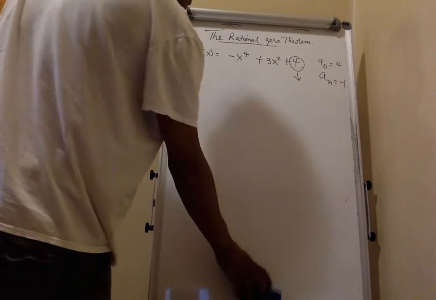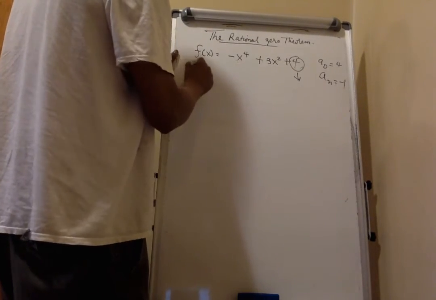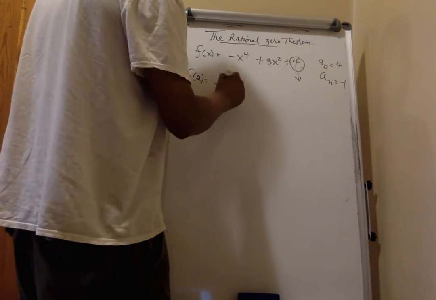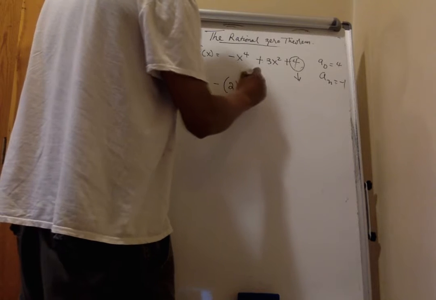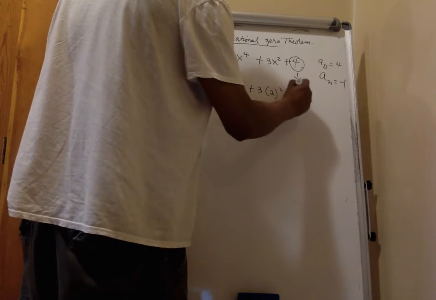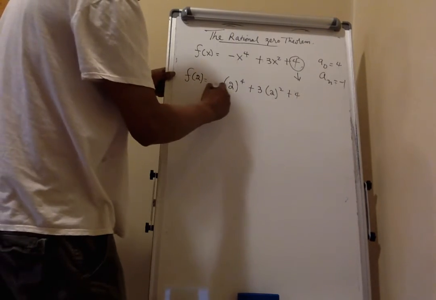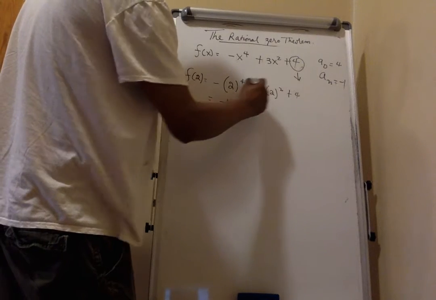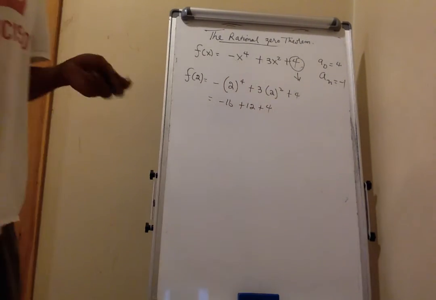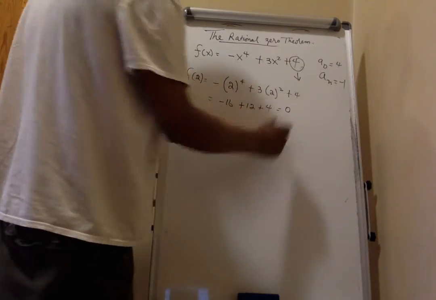Okay, let me do 2. f of 2. Then I'm going to put negative 2 to the 4th plus 3 times 2 squared plus 4. 2 to the 4th is 16, 2 squared is 4, times 3 is 12, and 4. And if you go ahead and simplify this, you end up with 0.